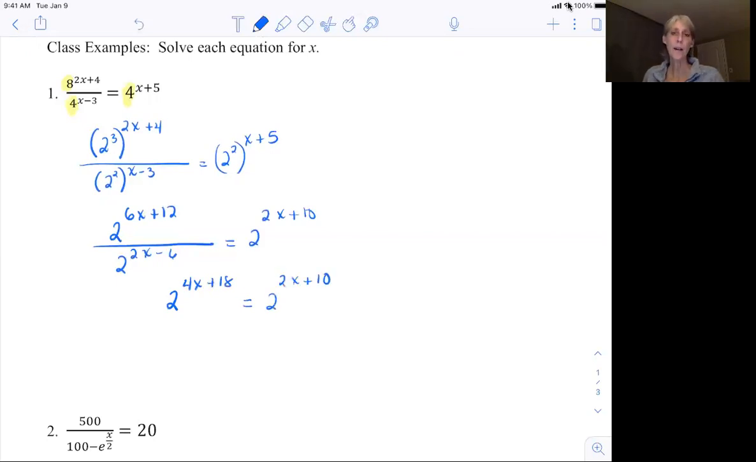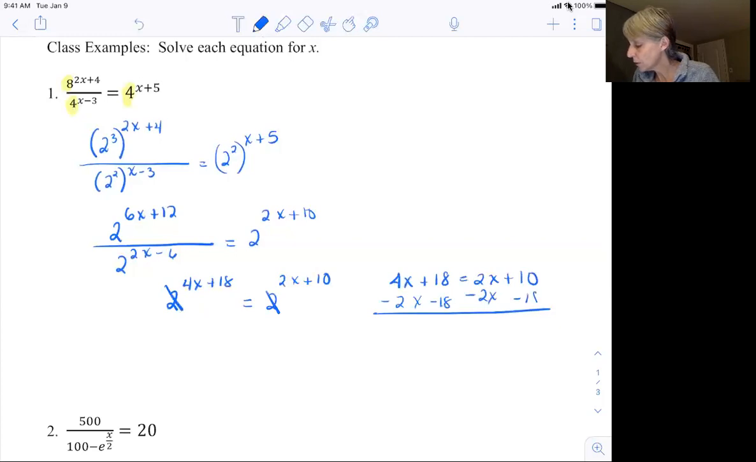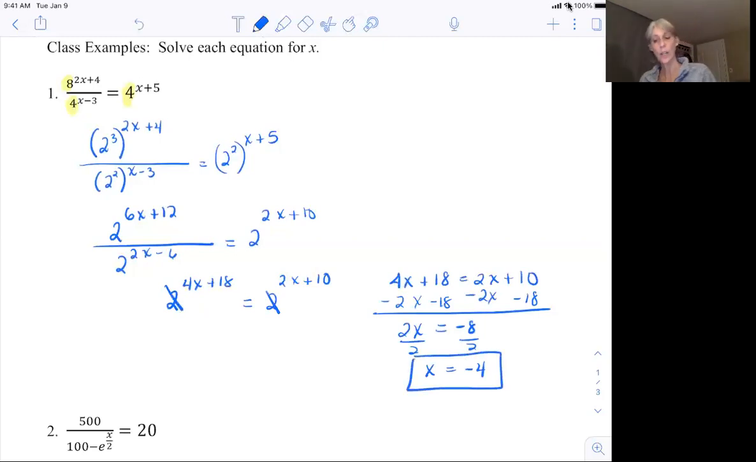And now that I got down to this step where I have each base simplified, I go ahead and cancel my bases and I set the powers equal to each other. At this point, it just becomes a regular old equation that you solved in your old algebra classes. So I have 2x equals 10 minus 18, negative 8. And x is going to equal negative 4. And if we remember, when the variable is the exponent, it's okay to get a negative answer, and we are good to go.